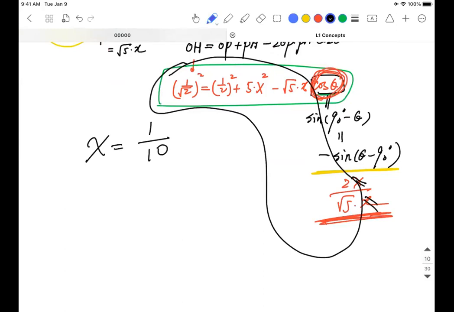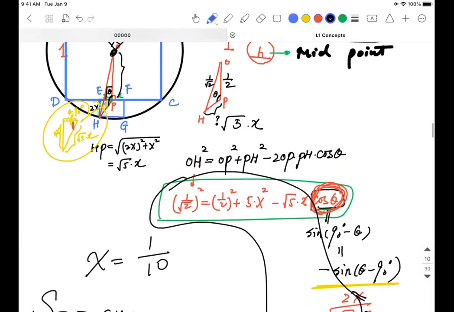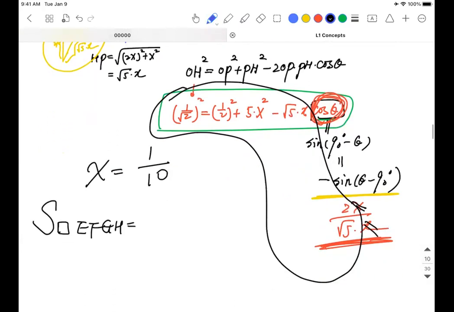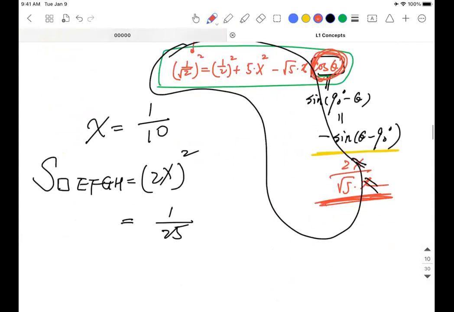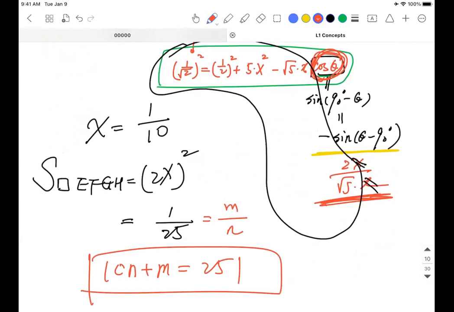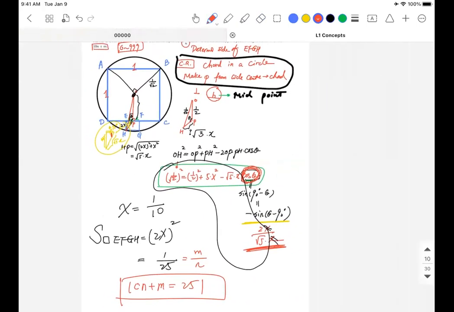And taken from there, you'll be able to determine the area of the small EFGH, which should be 2x squared, right? Don't forget, x is only half of the EF, 2x squared. So that one is going to give you 1 over 25. And the question asked you, this one is actually equal to m over n. So 10m plus n equals 250, excuse me, 10m plus m equals 251.